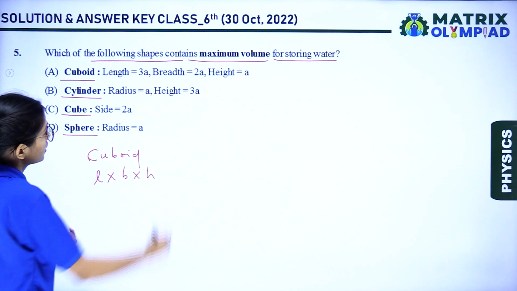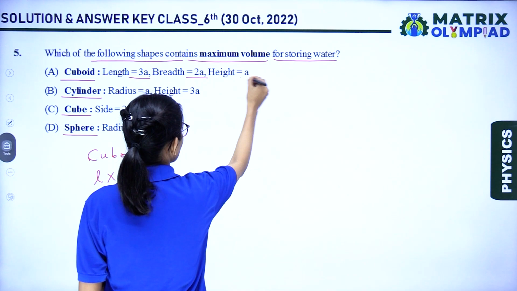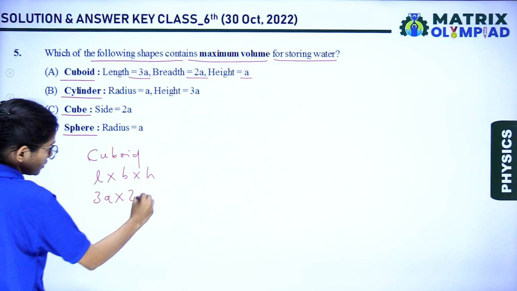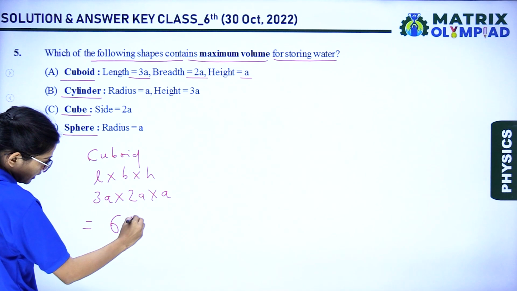And what is the value for this? The length is 3a, the breadth is 2a, and the height is a. Just multiply 3a times 2a times a. This will be 6a cube. So the volume of that cuboid will be 6a cube.